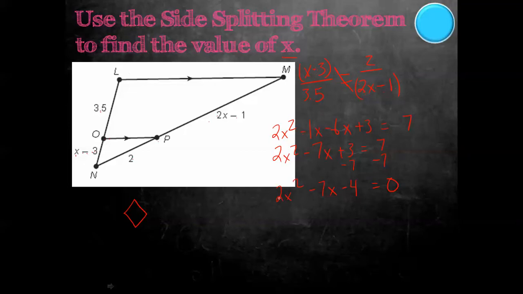I use the diamond method. I don't know what method you were taught, but I use this method. So you take 2 times negative 4 and you put that on top. That's negative 8. And then on the bottom, you're going to put negative 7.